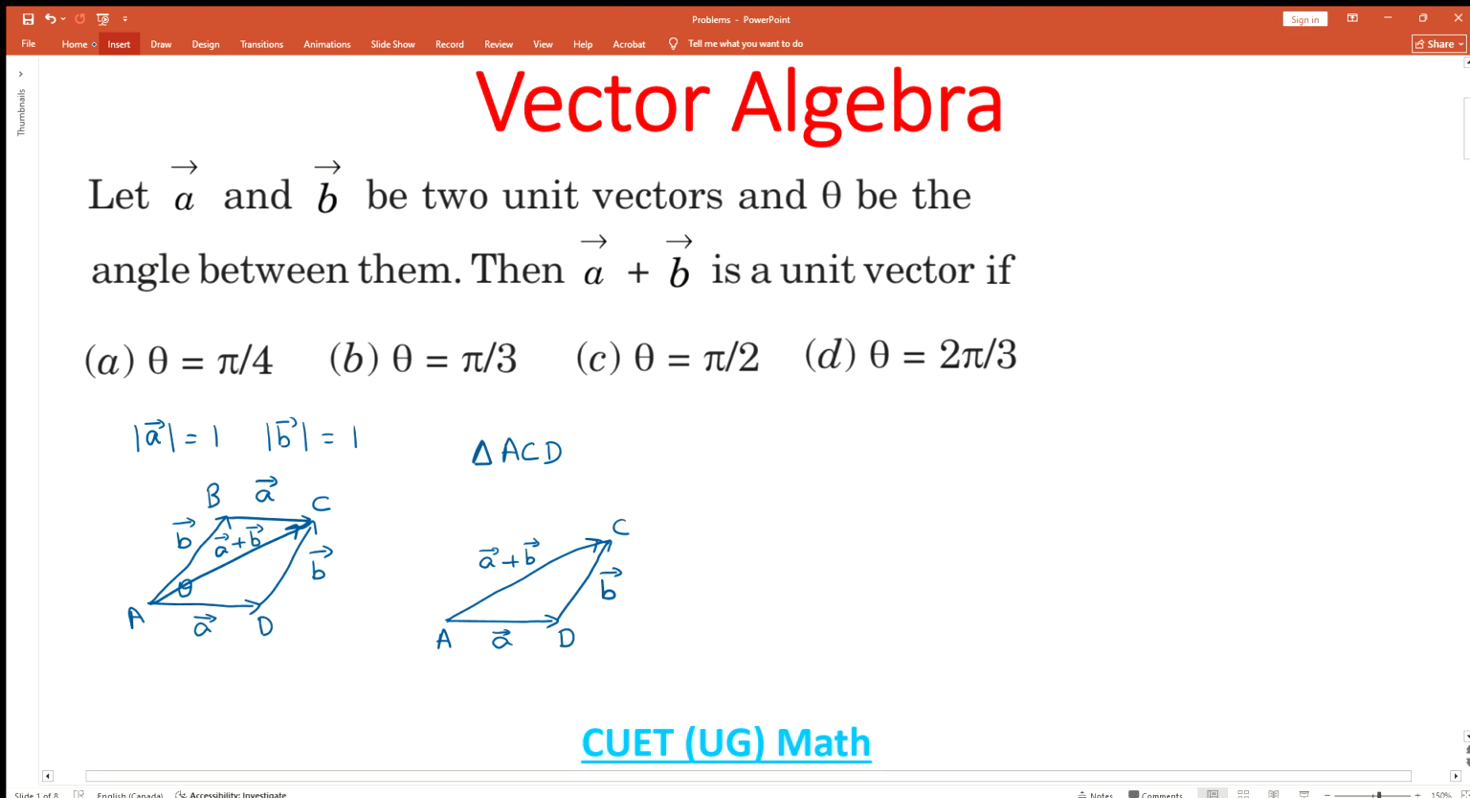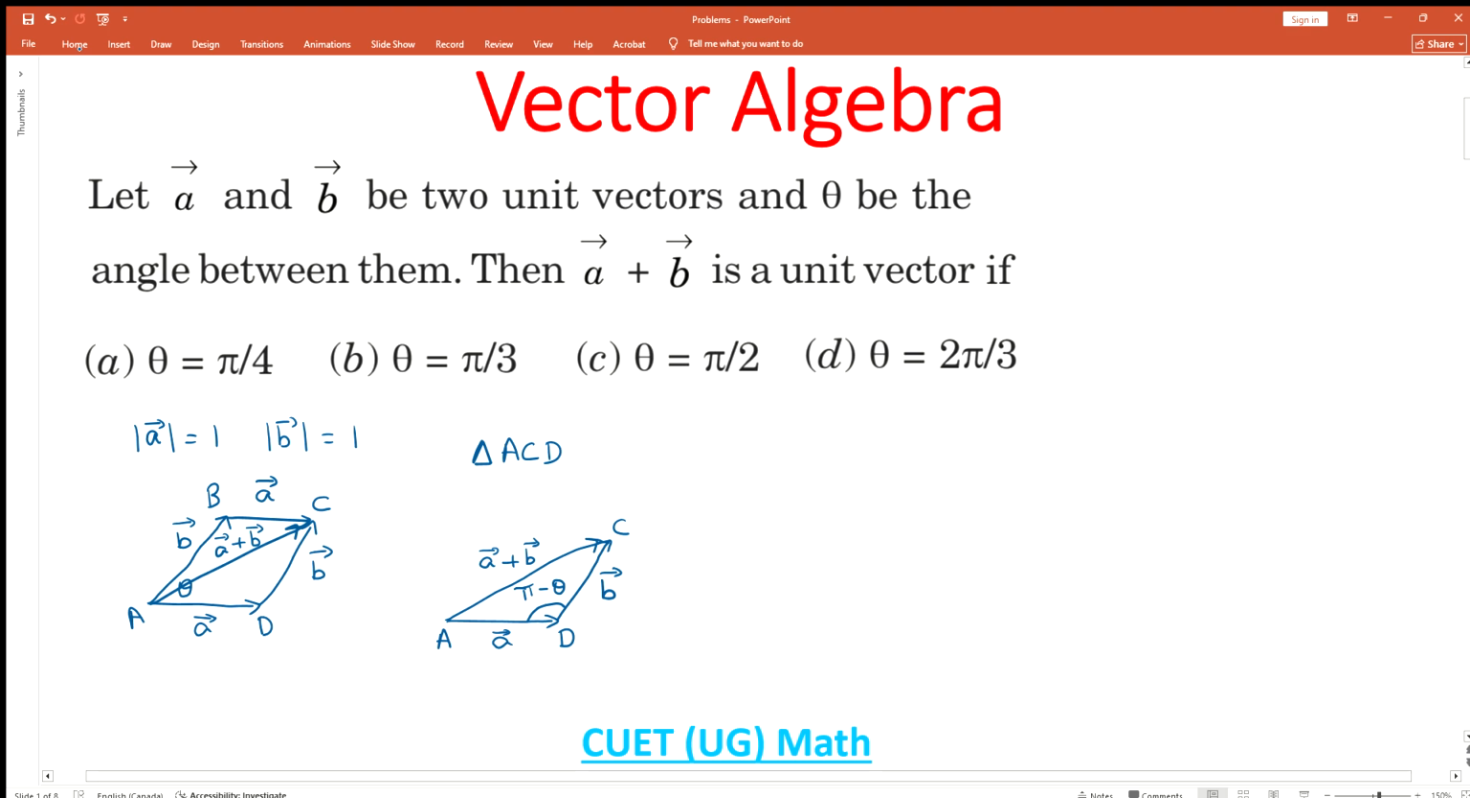In a parallelogram, adjacent angles are supplementary angles. That means their sum is equal to pi or 180 degrees. As per the problem, the angle between vectors A and B is theta. So the measure of angle D in the parallelogram or the triangle ACD is pi minus theta, because supplementary angles have a sum of pi. Therefore, the measure of angle D is pi minus theta.